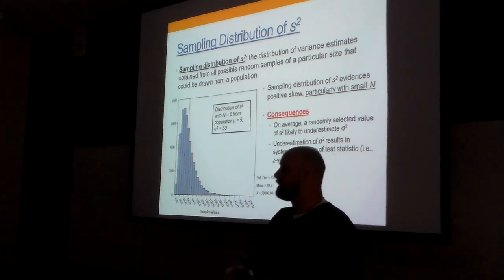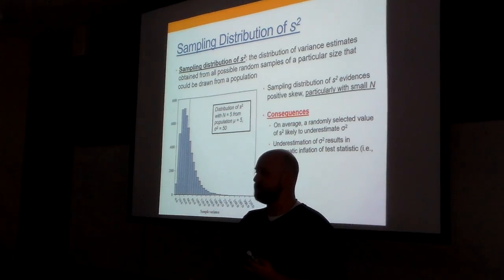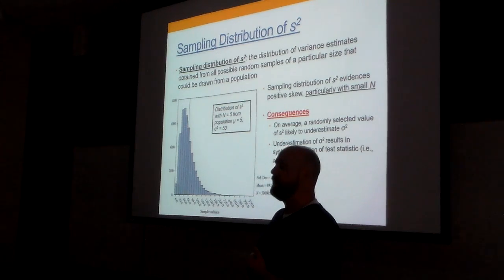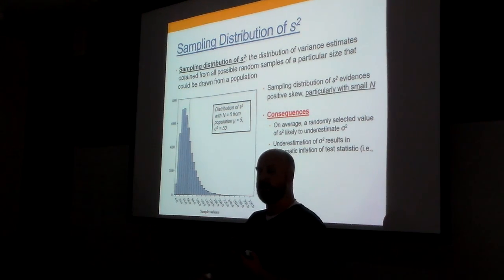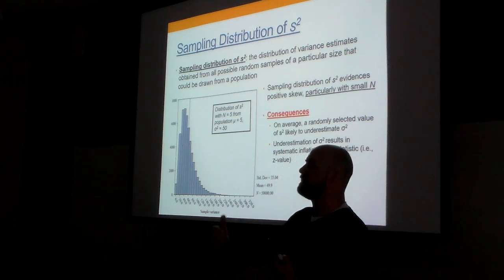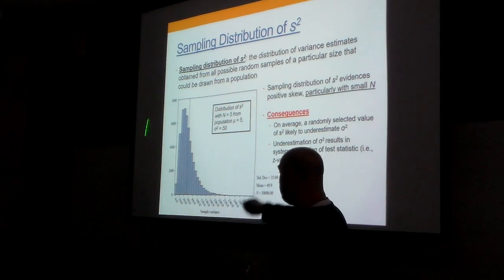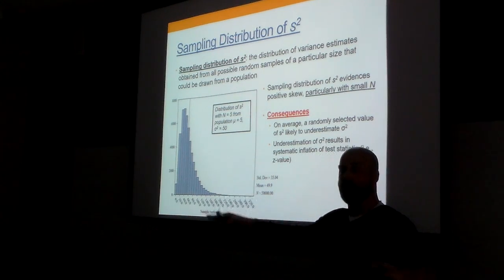Exactly. My variance is a core component of my standard error. If any given sample I pull is likely underestimating the actual population value, my sample variance is too small, which means my standard error is going to be too small. Because my standard error goes in the denominator of my test statistic, my test statistic is going to be systematically biased, systematically inflated. And this is all because the sampling distribution of my variance is skewed. It's not a nice normal distribution.